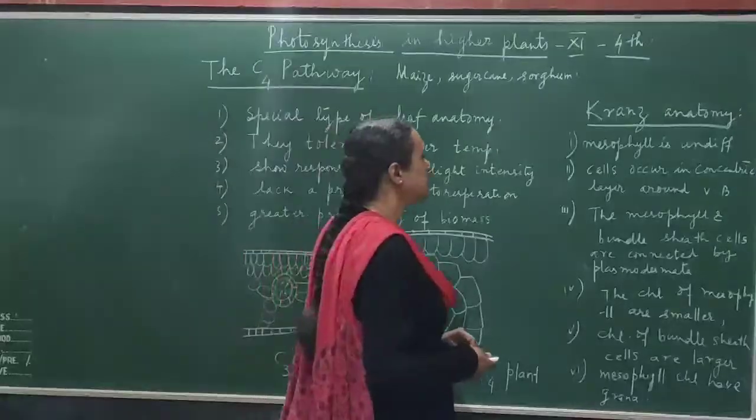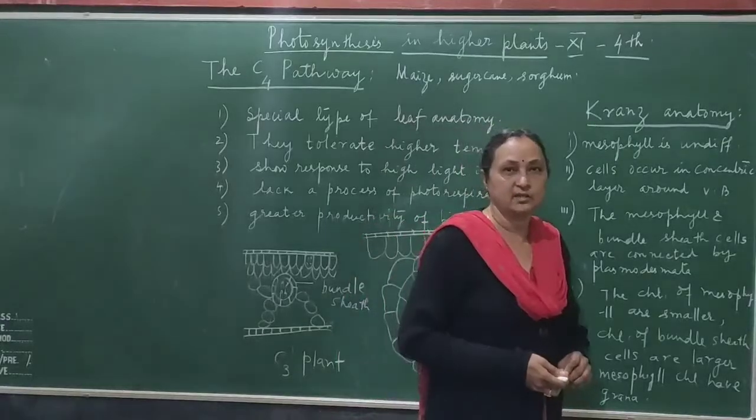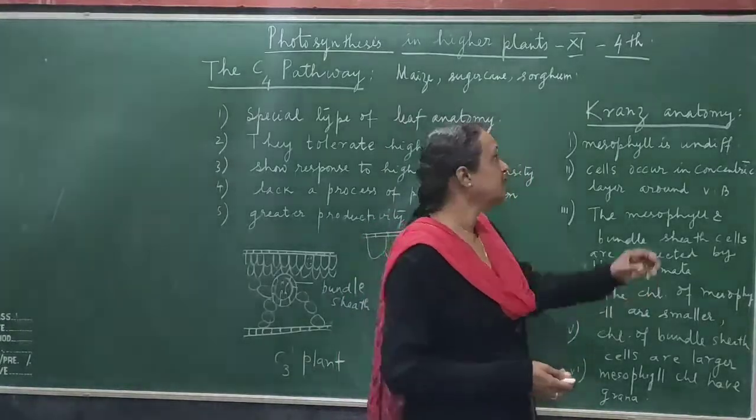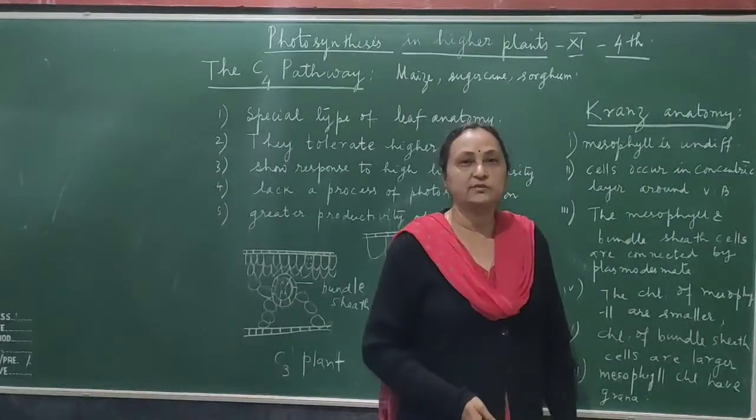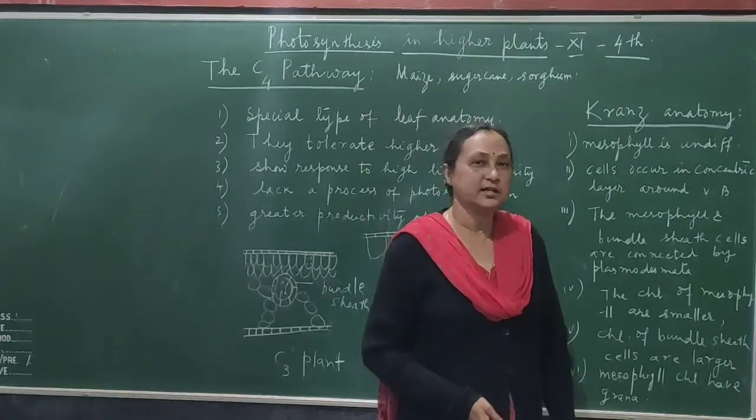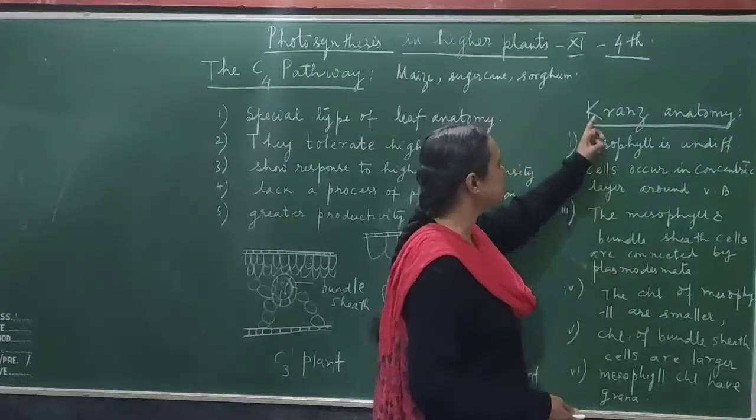Now we will discuss the leaf anatomy of the C4 plant. The leaf anatomy of the C4 plant is called Kranz anatomy, because the scientist who discovered this anatomy had a name like Kranz. So this is known as the Kranz anatomy.